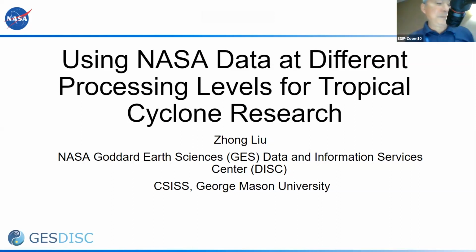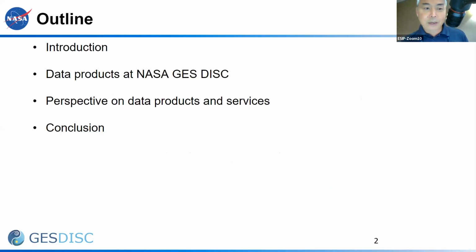Hi, everyone. My name is John Liu from NASA JASDISC. And also the title of today's talk, Bob just mentioned. Okay, so here is the outline of today's talk. First a brief introduction followed by a description of data products at the JASDISC and their samples for tropical cyclone research. It's a challenge to give a detailed description about the product in 10 minutes. So at the end, I will share my perspective on the data product processing levels.